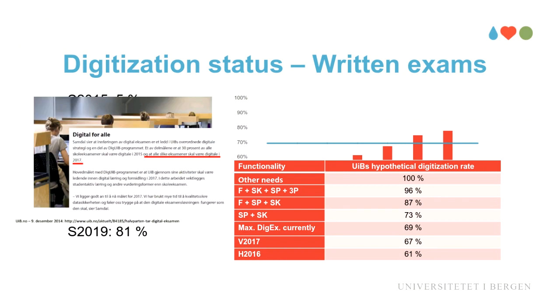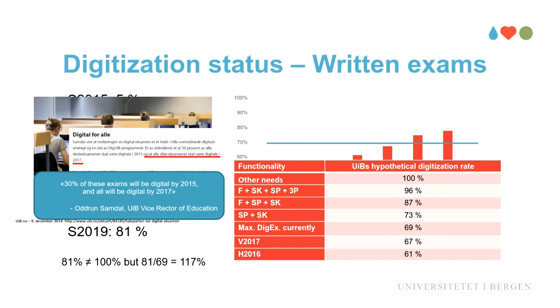The beauty of this is that when she says everything, we can say, well, 81% isn't 100%, but 81 out of 69 is 117%. So it was a nice way for our head of university to say we've done 117% of our exams. Easy math right there. I recommend doing the same thing. They were at least very happy. But obviously 100% isn't where we need to go.